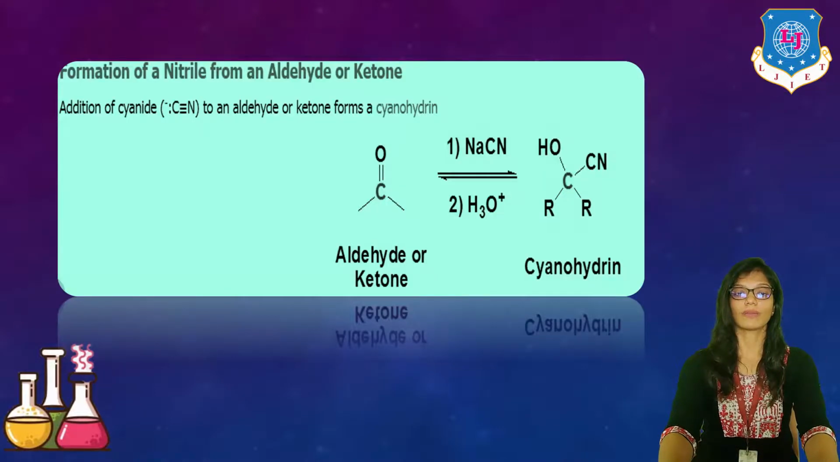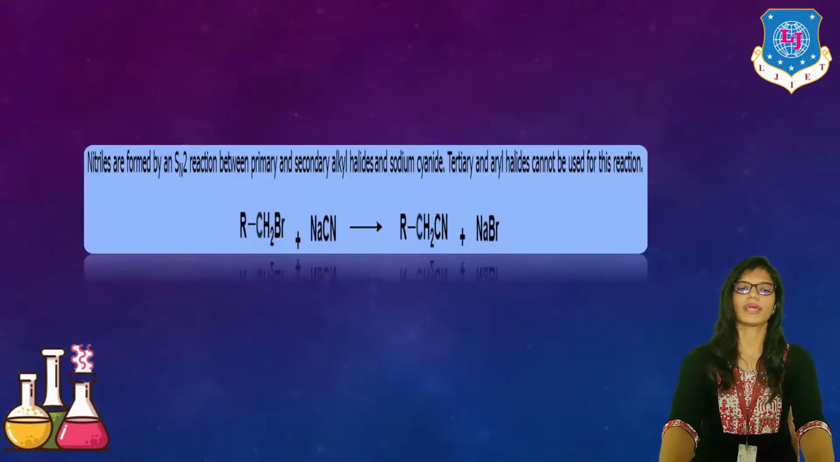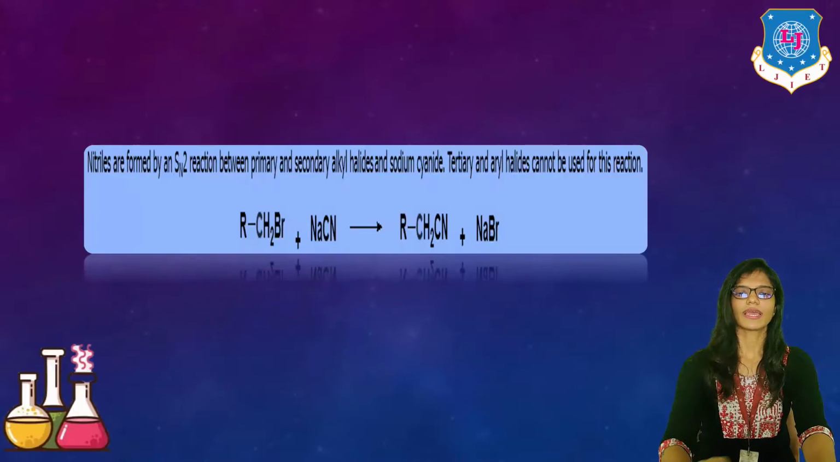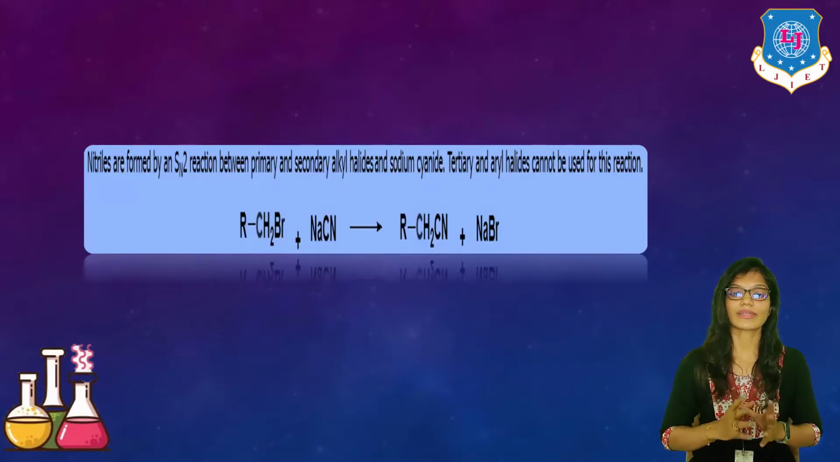Now let's see how it can be formed from an aldehyde or a ketone. You can see that when we react an aldehyde or ketone with NaCN and H3O+, we get cyanohydrin. That is basically a formation of the nitrile group. Similarly, a nitrile is formed by an SN2 reaction between primary and secondary alkyl halides and sodium cyanide. So RCH2Br reacts with NaCN and gives rise to RCH2CN plus NaBr. In this manner we can form RCH2CN, which is again one kind of nitrile.